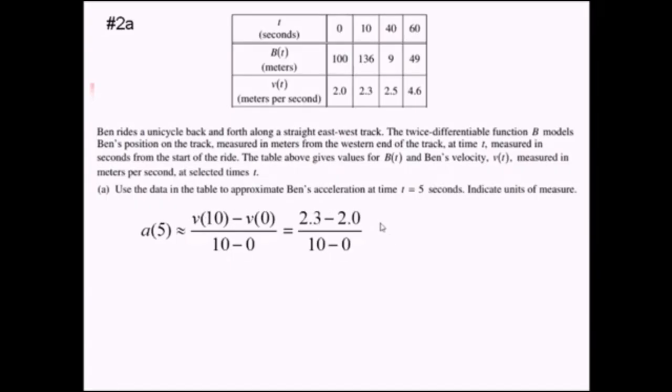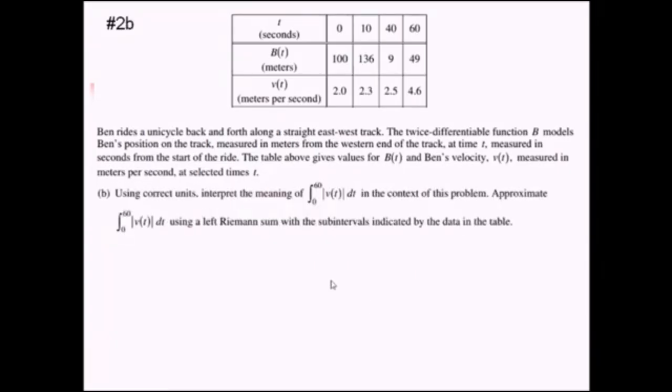You could stick units on the end of this and call it a day. The units are going to be meters per second squared. Whenever you take the derivative of something, you're dividing by the input unit, the time unit in this case. But we could go a little further if we wanted to. This is a no calculator question. So this is going to be 0.3 over 10, which we could turn into, moving the decimal left one, 0.03. And that's going to be in meters per second squared.